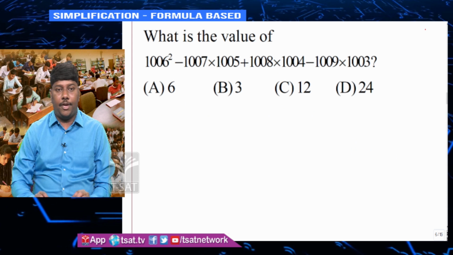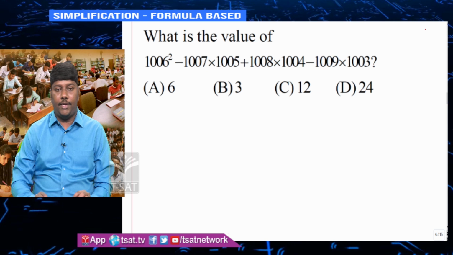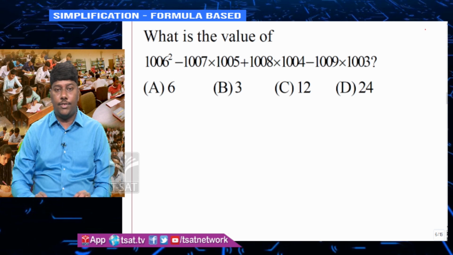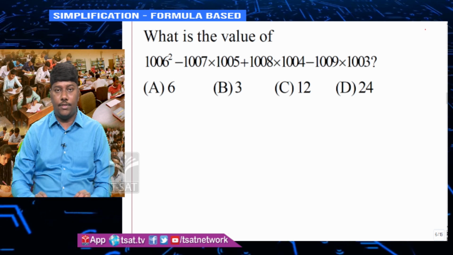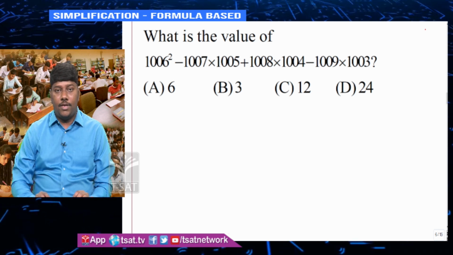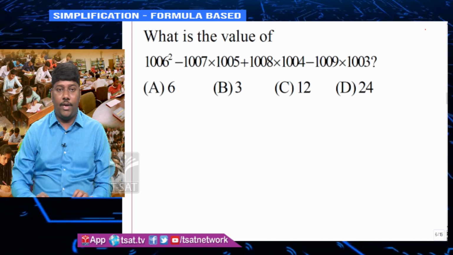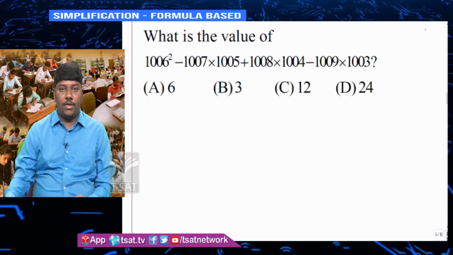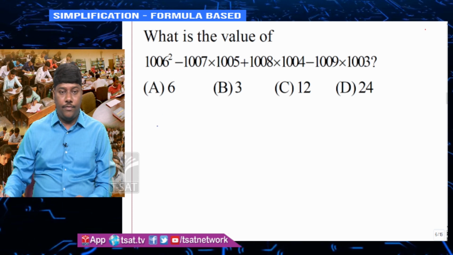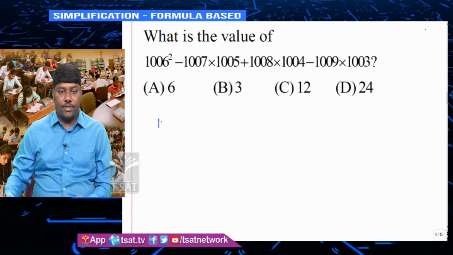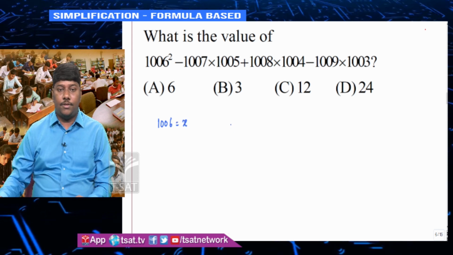Now look at the problem on the screen. What is the value of 1006 whole square minus 1007 into 1005 plus 1008 into 1004 minus 1009 into 1003? If you literally do it manually, it will take a lot of time by using calculation. But see, how do we actually apply the formula? If you look at 1006, assume it as x. So let 1006 be equal to x. Now the whole thing becomes, this is x square.